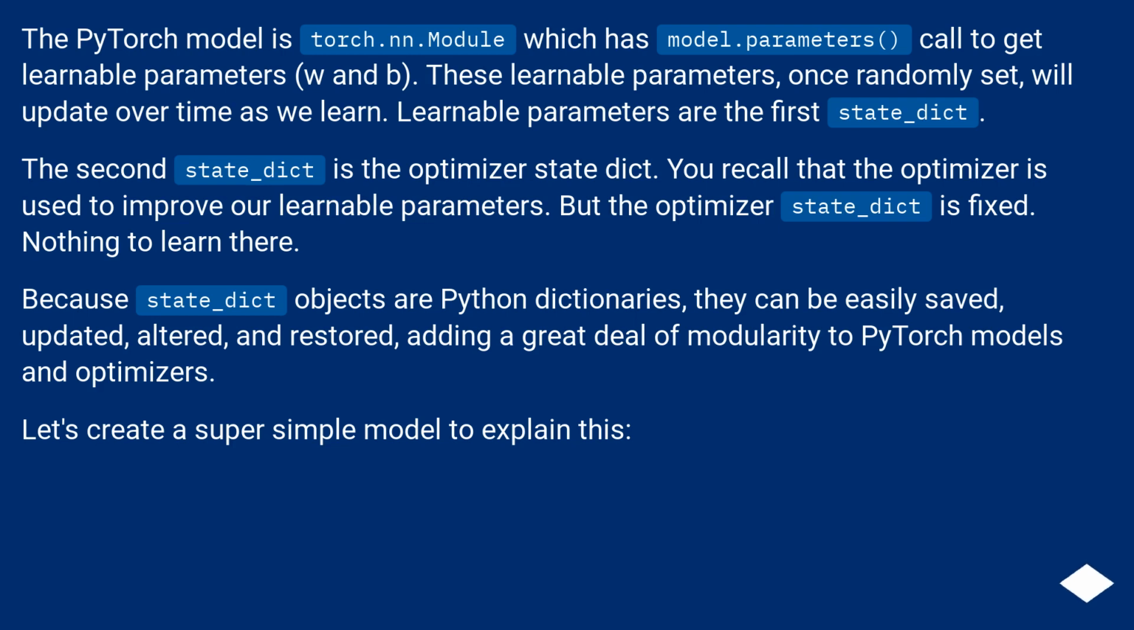The second state_dict is the optimizer state_dict. You recall that the optimizer is used to improve our learnable parameters. But the optimizer state_dict is fixed. Nothing to learn there. Because state_dict objects are Python dictionaries, they can be easily saved, updated, altered, and restored, adding a great deal of modularity to PyTorch models and optimizers. Let's create a super simple model to explain this.